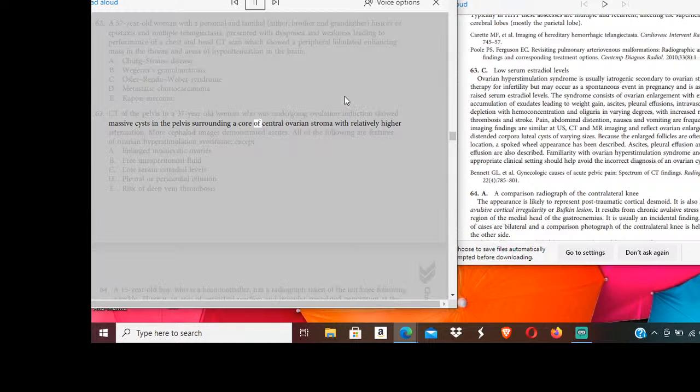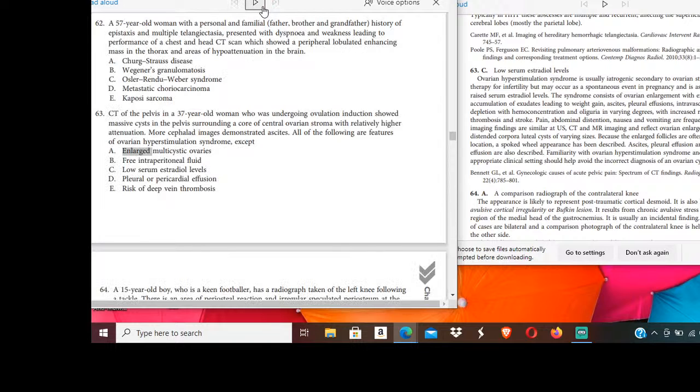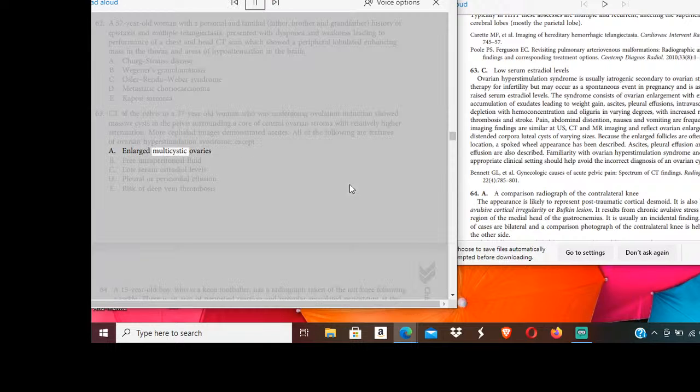Cysts in the pelvis surrounding a core of central ovarian stroma with relatively higher attenuation. More cephalad images demonstrated ascites. All of the following are features of ovarian hyperstimulation syndrome, except: A. Enlarged multicystic ovaries. B. Free intraperitoneal fluid. C. Low serum estradiol levels. D. Pleural or pericardial effusion. E. Risk of deep vein thrombosis.